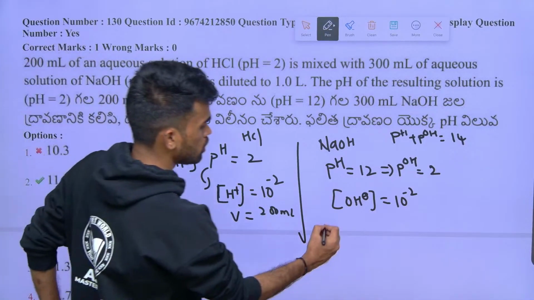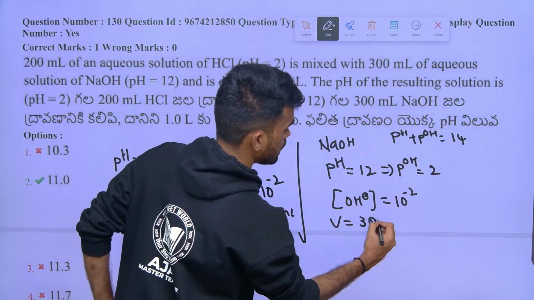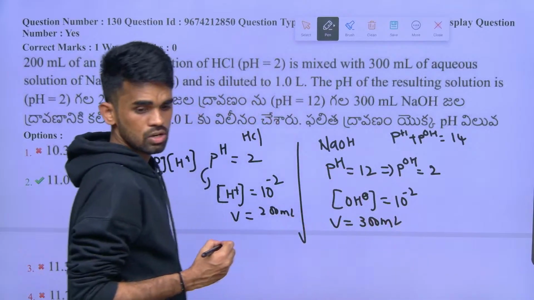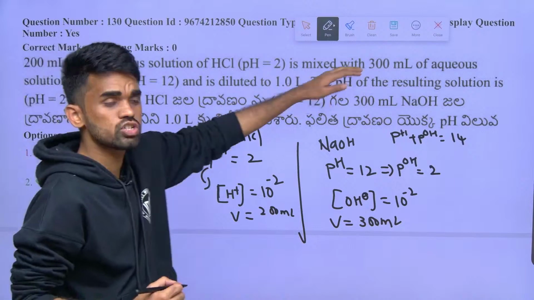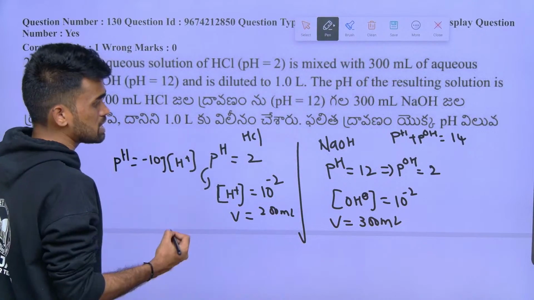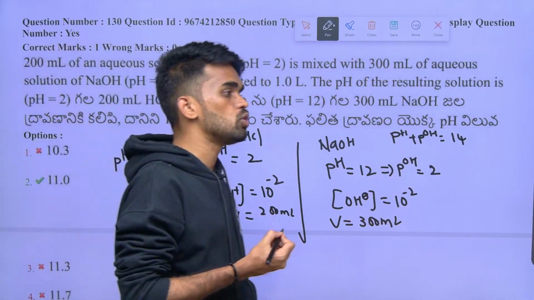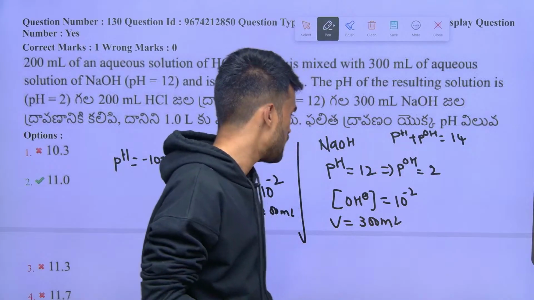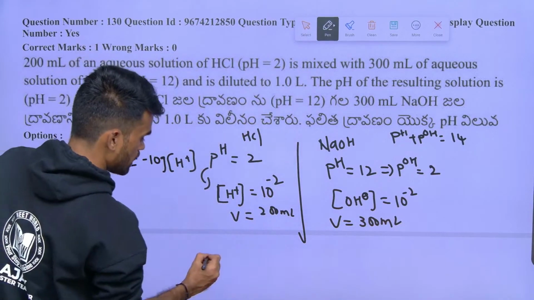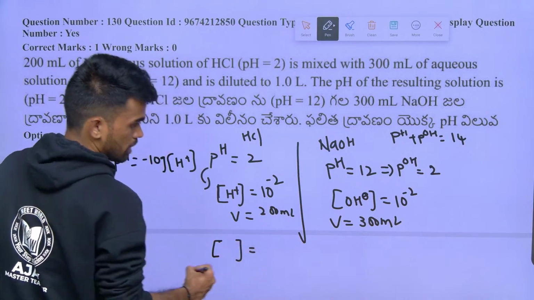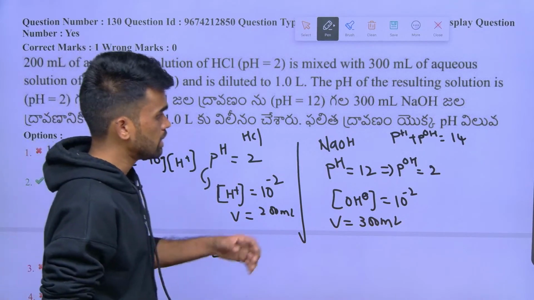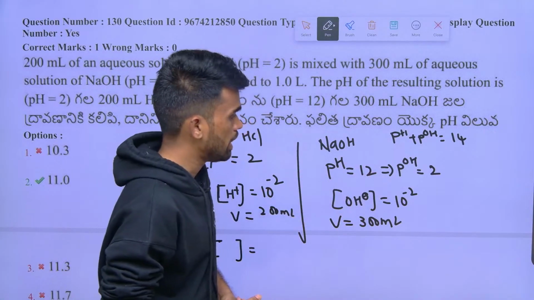Now what is the volume they mentioned? It is 300 ml. Write it as it is. After this, they are asking how much the resulting solution pH is. So first of all we need to know whether the resultant solution is acidic or basic. In order to find that, I want to find the resultant concentration. See how many moles of NaOH we have.